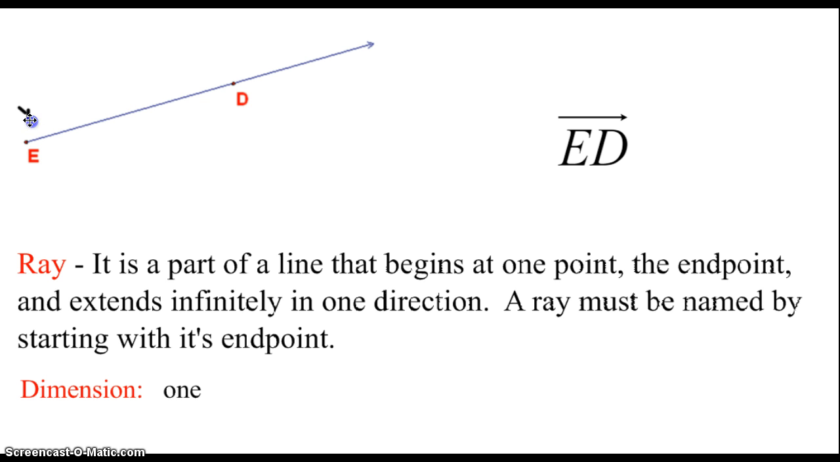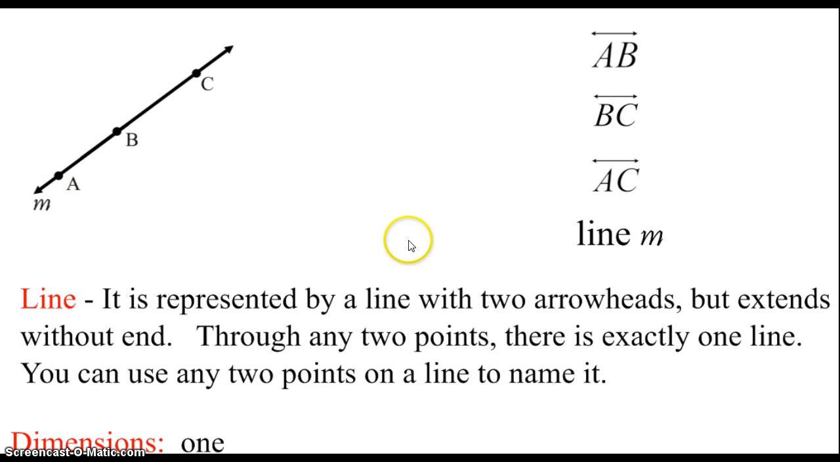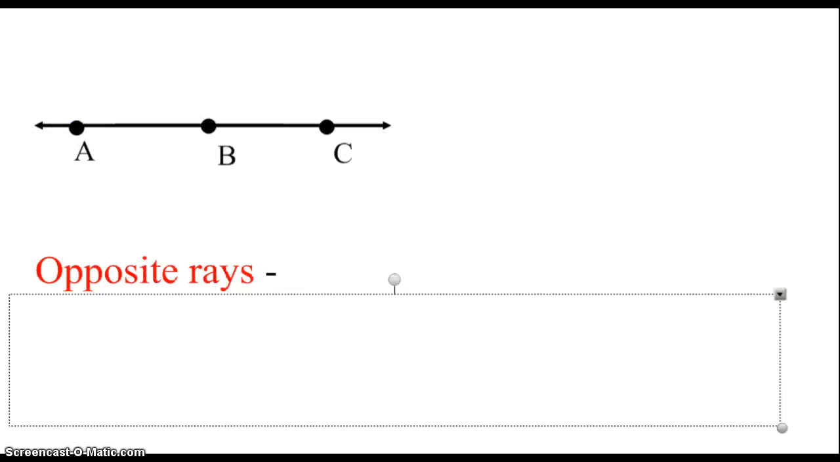We need to distinguish a ray from a segment or a line, so please note the symbol above a ray. It has basically an endpoint and is infinite in one direction. A segment has just lines above it, and then a line has arrows on it. So just be careful. Another definition that chapter 1.1 talks about is opposite rays.